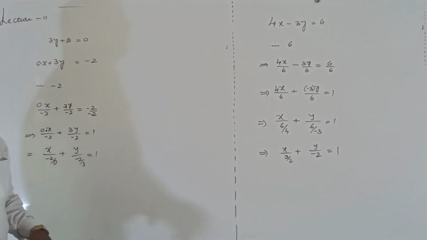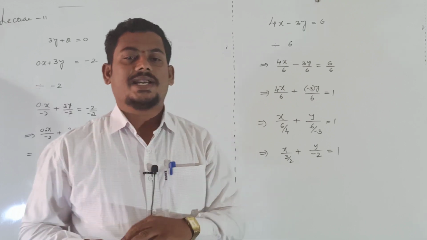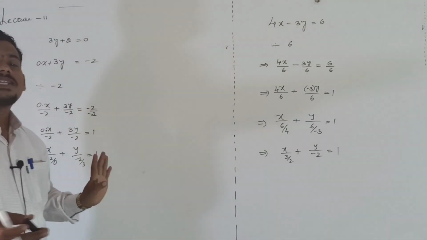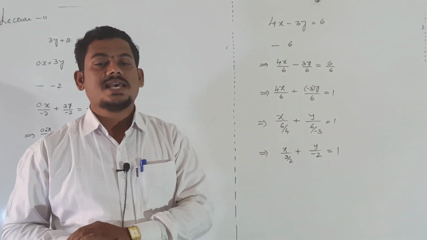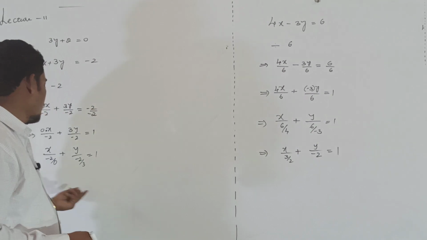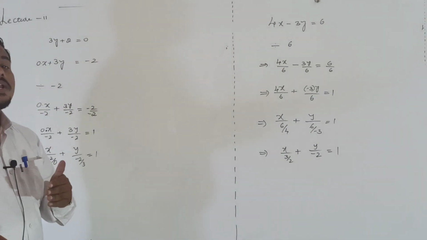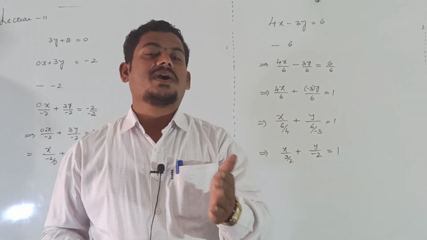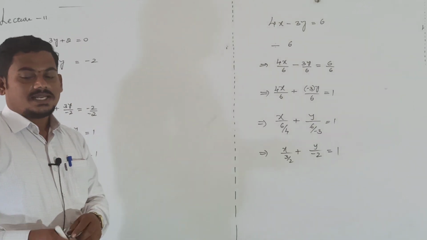Sir, minus 2 by 0 is infinity. Yes, in this case the x intercept is not defined. Minus 2 by 0 means the x intercept is not defined, which means our required line does not intersect the x axis. What is the meaning of minus 2 by 0? Infinity means the x intercept is not defined. X intercept not defined means our required line does not intersect the x axis, right?